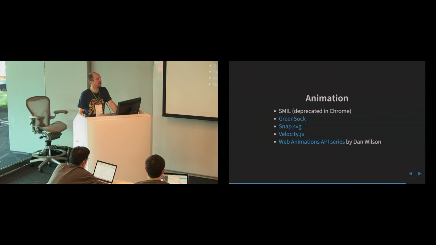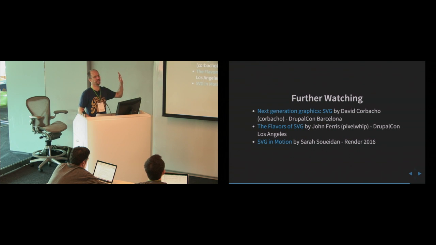There's also GreenSock, which is a really powerful JavaScript animation tool, and allows you to do things like movie timelines and tweening. It's very powerful. Snap SVG, which I've heard described as the jQuery for SVG. Another tool is velocity.js. And you might also want to check out this series of blog posts on the Web Animation API. Again, all these links are going to be, I'll give you the URL for the slides, and you can just click right off the slides too.